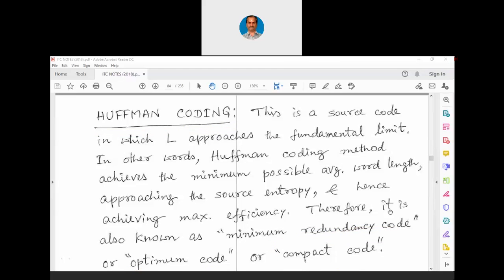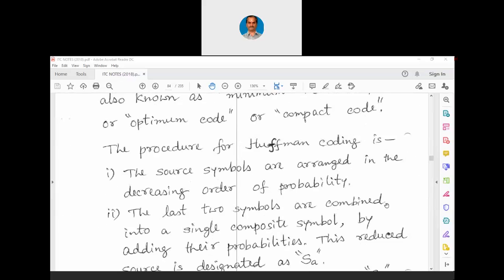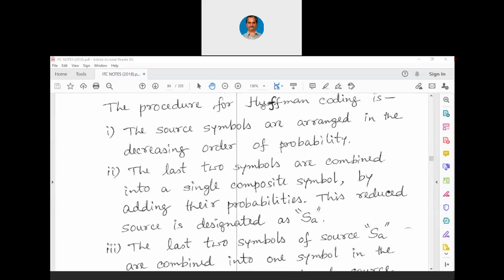Let me proceed in discussing this particular coding methodology. The procedure for Huffman coding is, first, the source symbols are arranged in the decreasing order of probability. As such, we have been following the same methodology. The last two symbols are combined into a single composite symbol by adding their probabilities, and this reduced source is designated as SA.